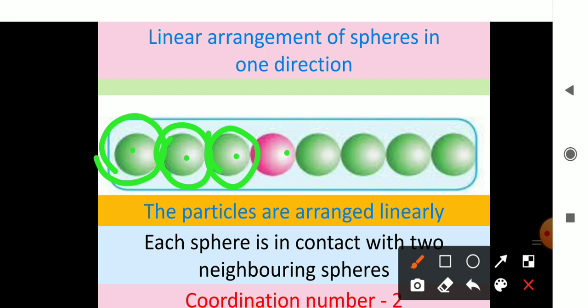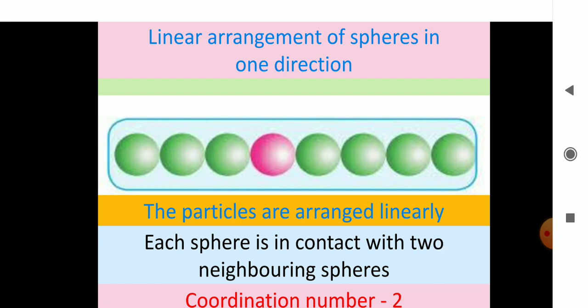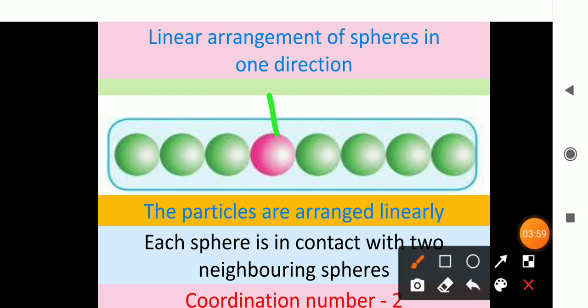And dear students, for every arrangement we have to calculate the coordination number. What is called coordination number? Do you know? Coordination number is nothing but the number of neighboring atoms for a particular atom, and the coordination number will be the same for all the atoms in an arrangement. So the number of neighboring atoms for an atom will be equal to its coordination number. Here look at this pink color atom. It has how many neighboring atoms? It has 2 neighboring atoms. One is on the right side and one more is on the left side. So here what is the coordination number? The coordination number is 2. So in the case of linear arrangement of particles in one direction, the coordination number is 2.